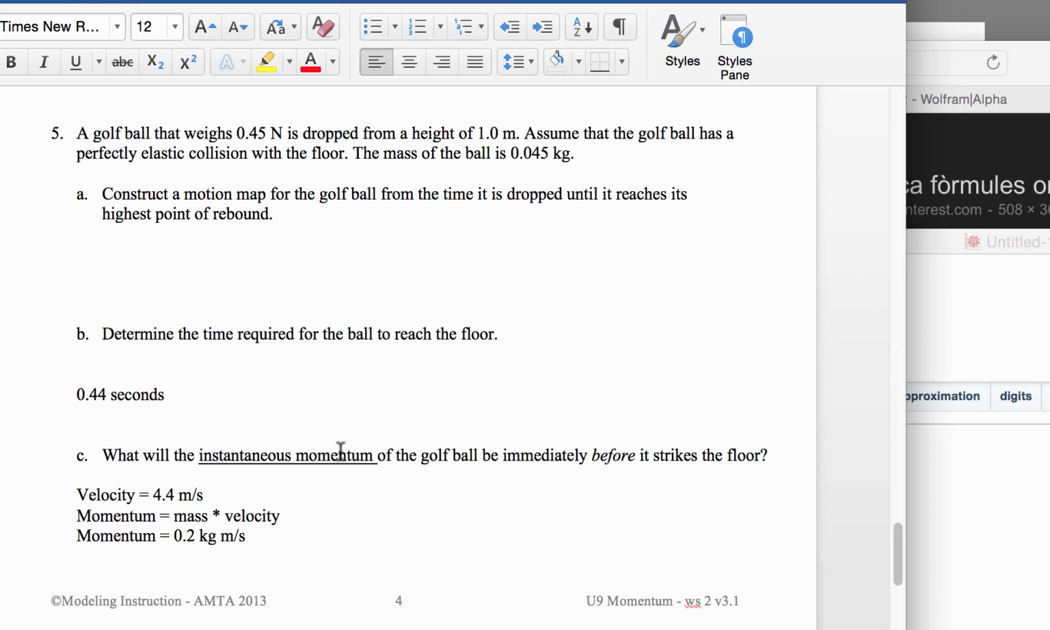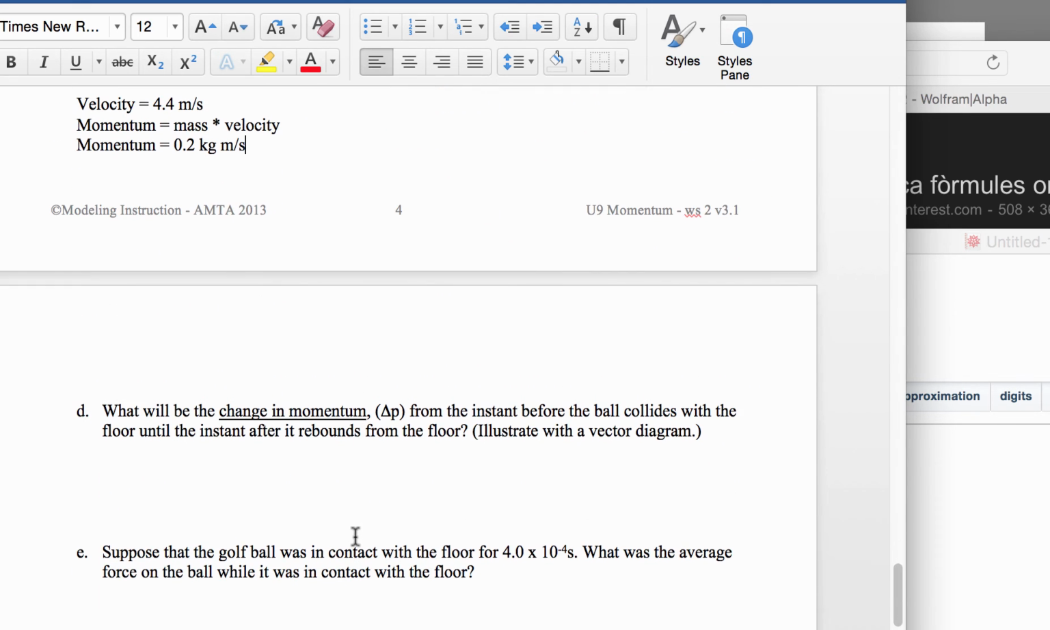Now, instantaneous momentum means just like the instant before it hits the floor. Like 0 seconds before it hits the floor, yeah. Not before it hits the floor, but 0 seconds. Instantaneous is kind of a funny concept. What will be the change in the momentum from the instant where the ball collides with the floor until the instant it rebounds from the floor?